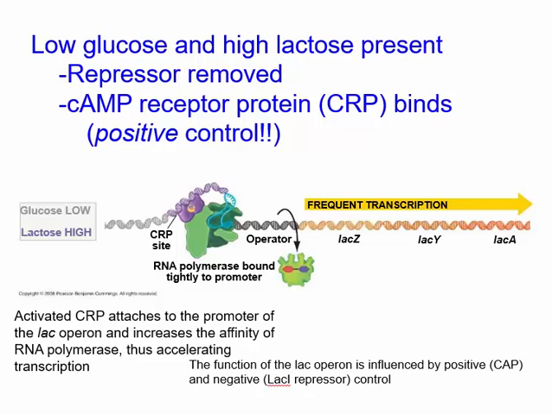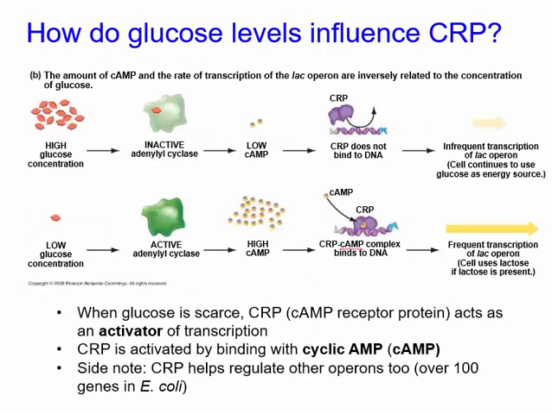And so really, this operon is under both positive and negative control. And to get frequent transcription, you need to have the removal of the negative control, we see here, and the addition of this positive control, take off the brakes and apply the gas. So how does this glucose level influence this CRP protein? Well, there's a few steps involved, and we can go through each scenario.